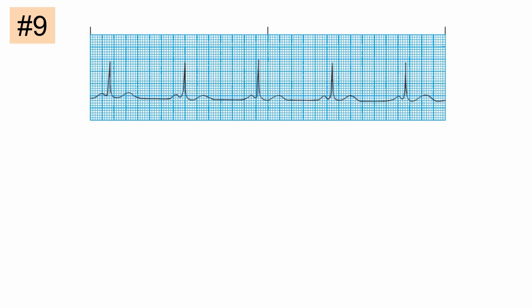Okay. Number 9, is it irregular or regular? It looks kind of regular to me, but let's count. 1, 2, 3, 4, 5, 6. 1, 2, 3, 4, 5, 6. 1, 2, 3, 4, 5, and then 6. Okay, so this is also a regular rhythm. What is the rate? 1, 2, 3, 4, 5. 5 times 10, we have 50 beats per minute. So we already know that's below 60. This is a brady. And we see a P wave before every QRS. So this is indeed sinus bradycardia.